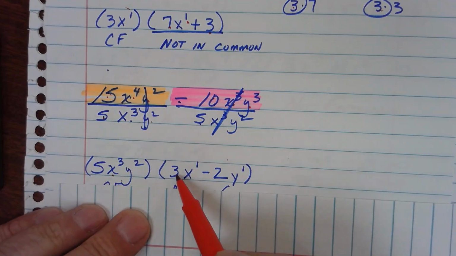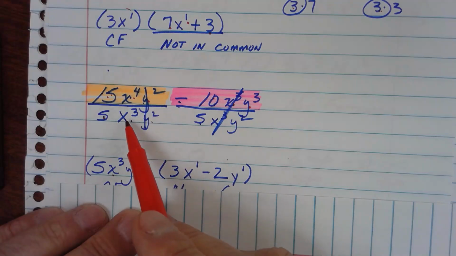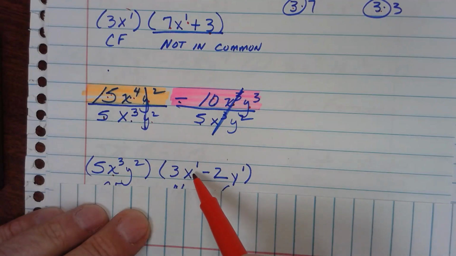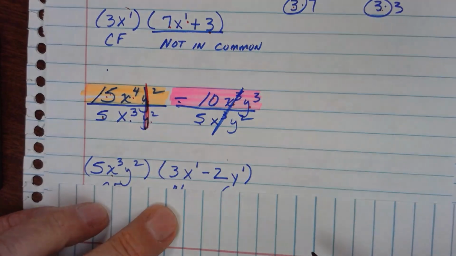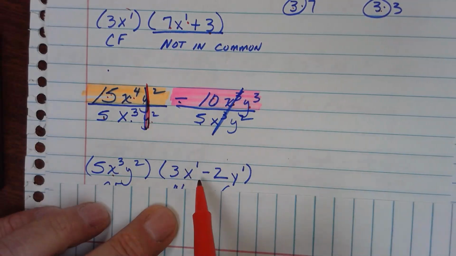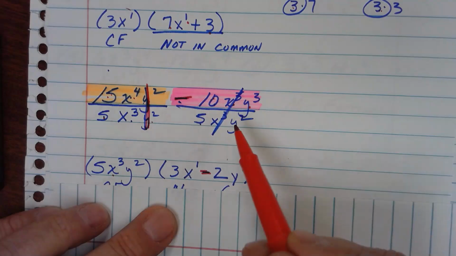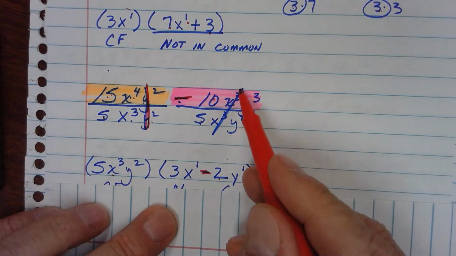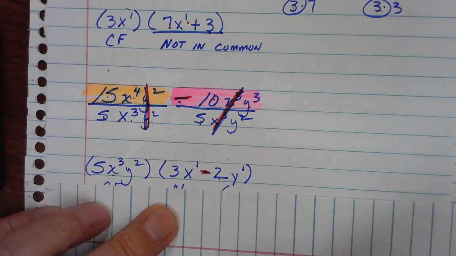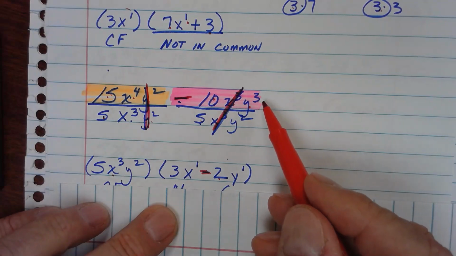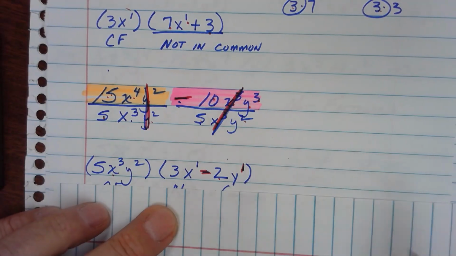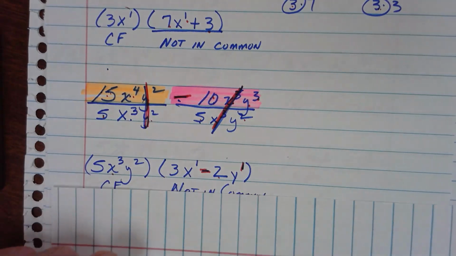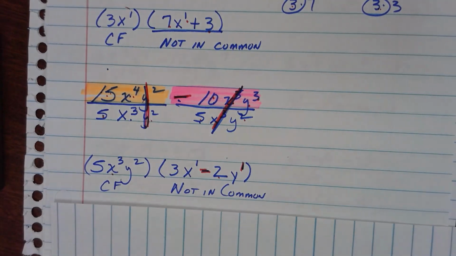15 divided by 5 is 3. X to the fourth over x cubed is x to the first. And y squared cancels. Any number over itself is equal to 1. Minus, big key, 10 divided by 5 is 2. X cubed cancels out. Y cubed over y squared, subtract the exponents, and 2y to the first are the not in common part of the factorization. Okay?